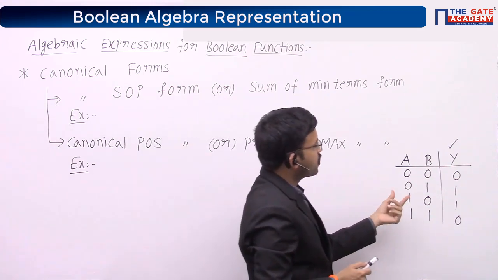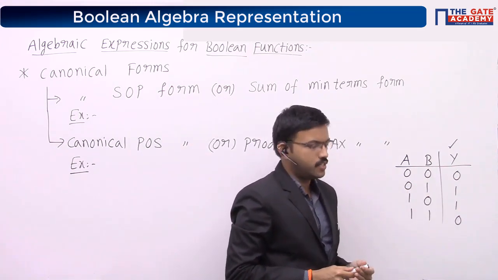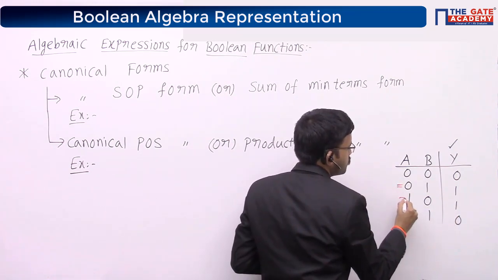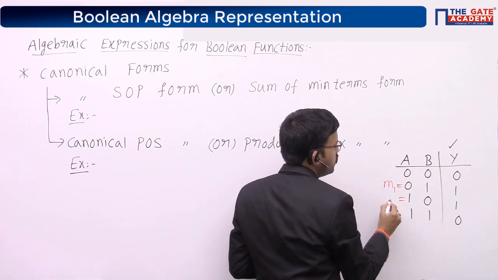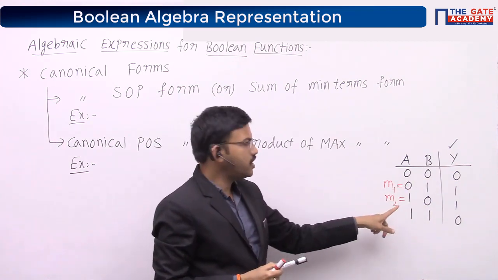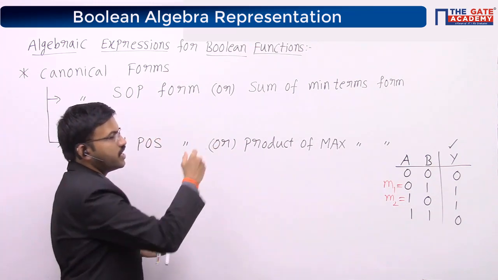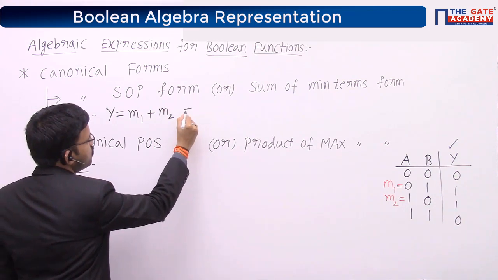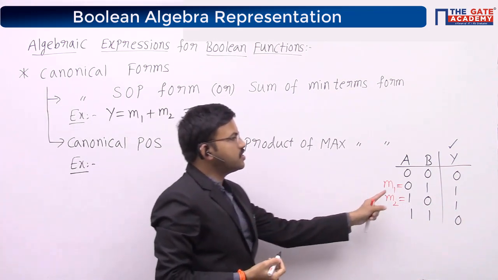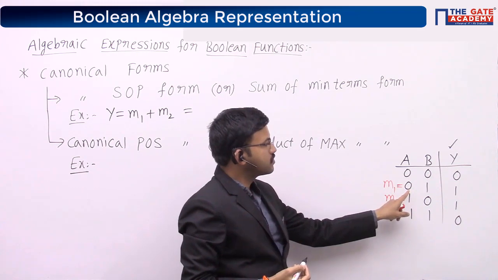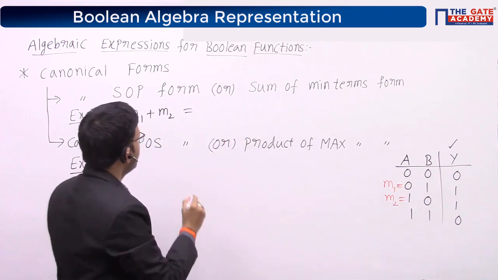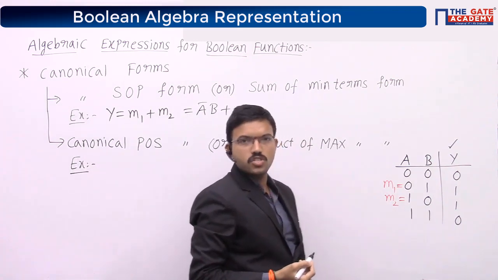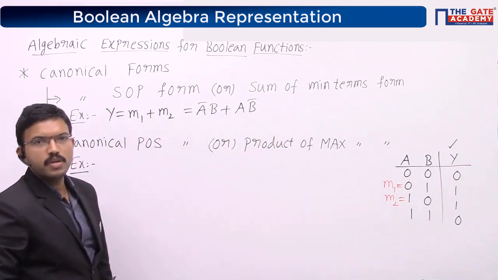Here we'll consider the Minterms for which output is 1. So here I am getting 1 for 2 combinations. What are the Minterm numbers? M1, M2. Here we can write Y equal to M1 plus M2. In terms of variables, how can we write? A is 0, B is 1, that means A bar B, plus A is 1, B is 0, that means A B bar. A bar B plus A B bar.